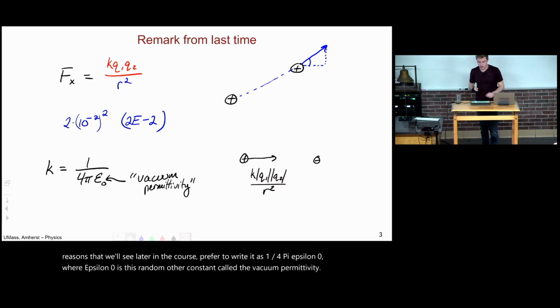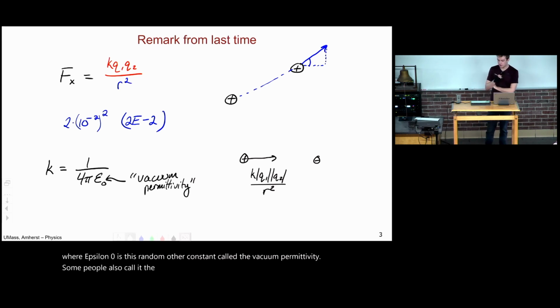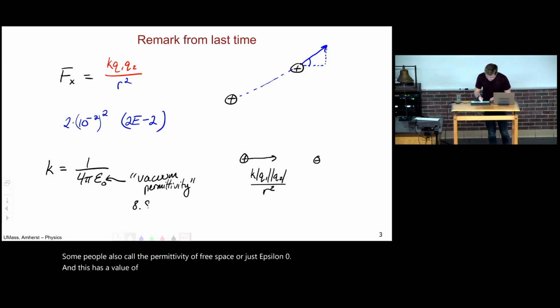Some people also call it the permittivity of free space, or just epsilon 0. And this has a value of 8.85 times 10 to the negative 12.